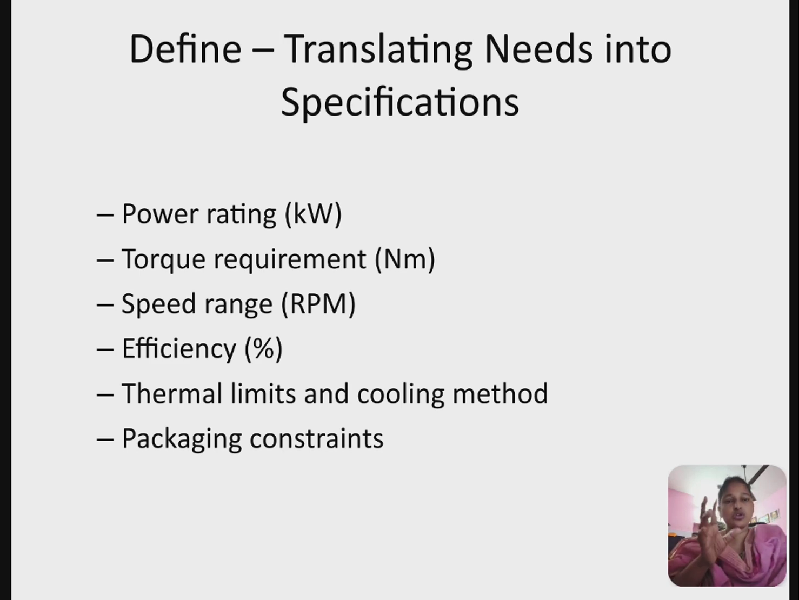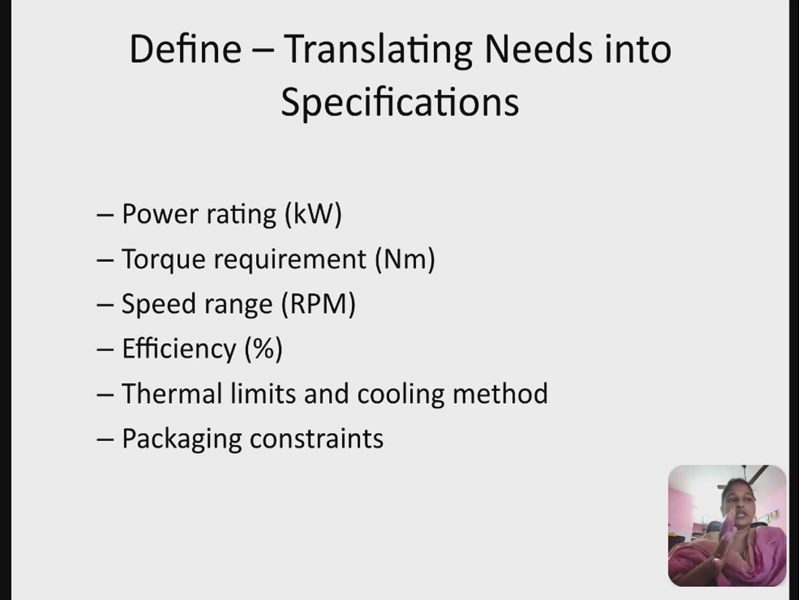So now we move on to the first step: how we convert user needs into technical values. The key parameters to be considered are power, which is how strong the motor is, then torque requirement, which is the pulling capability, and then speed range, RPM, how fast it rotates, then efficiency, which deals with the energy usage, and the thermal limits and cooling methods, which tell about the heat handling capacity of the machines, and then packaging constraints, which are the size constraints and the space availability.